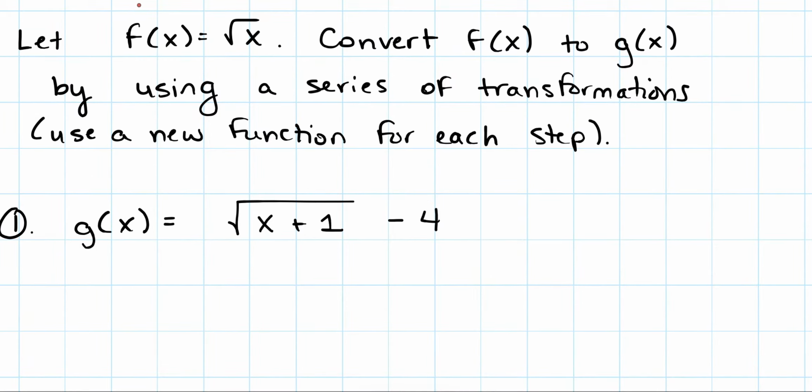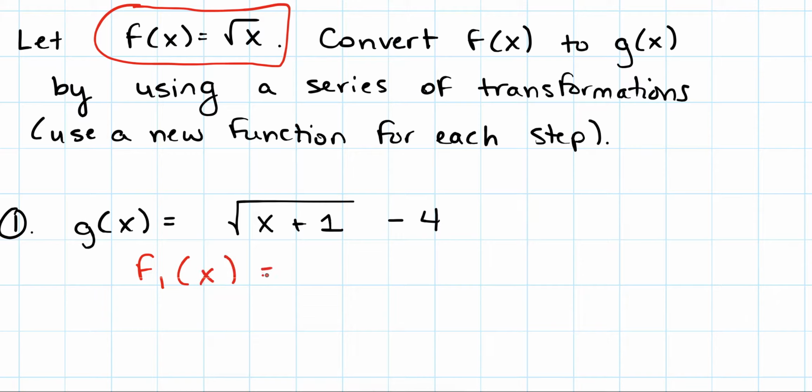Okay, so here's my function. This is my parent function, the square root of x. And I want to manipulate this one to look like g. Okay, so I'm going to start with f1. So what can I do to this function to make it look like g? Well, my first step is I can take f of x and I can plug in x plus 1. You see how I have x plus 1 under here?